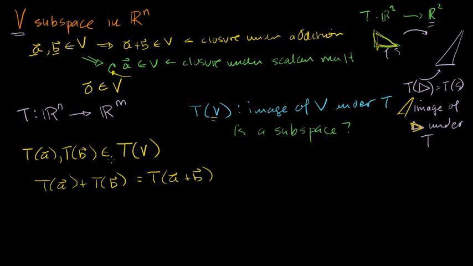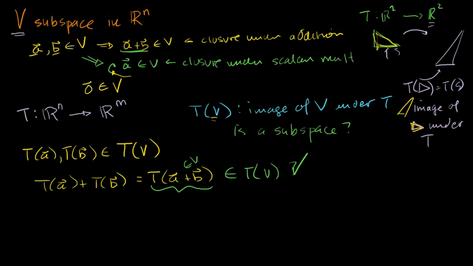Now, is the transformation of A plus B a member of TV? Is it a member of our image? Well, A plus B is a member of V, and the image contains the transformation of all of the members of V. So the image contains the transformation of this guy. A plus B is a member of V, so you're taking the transformation of a member of V, which by definition is in your image of V under T. So this is definitely true.